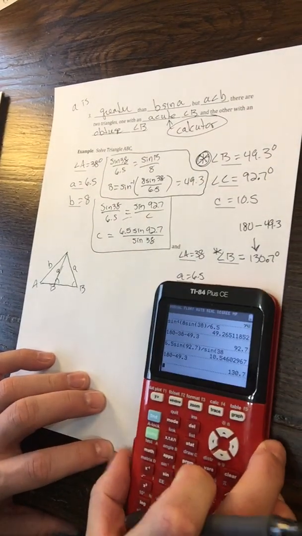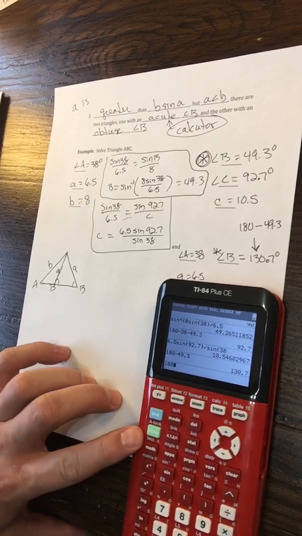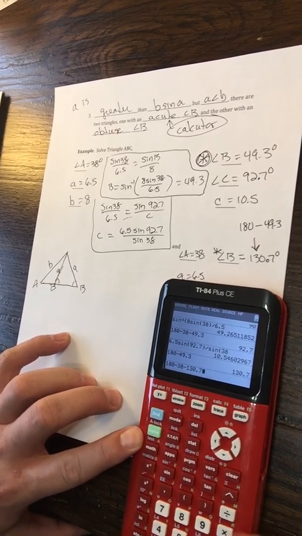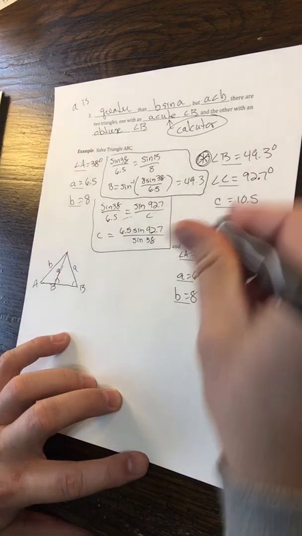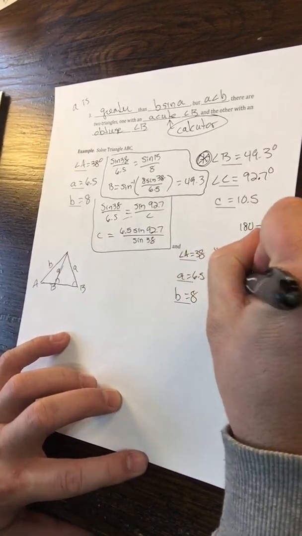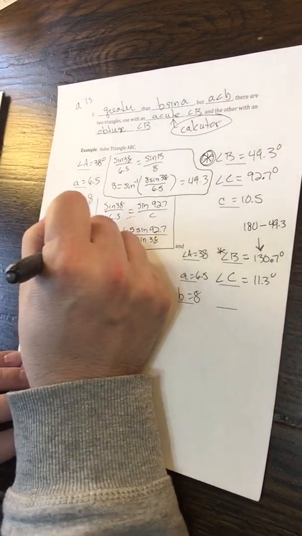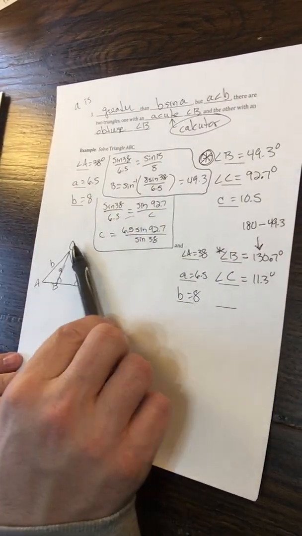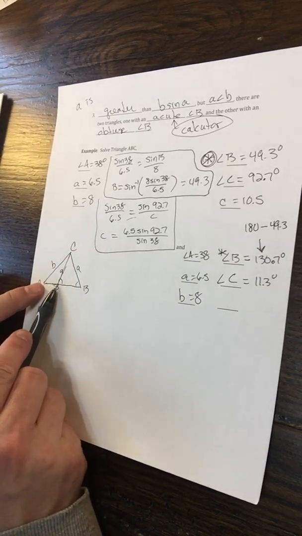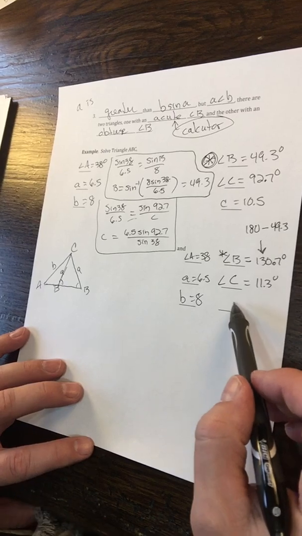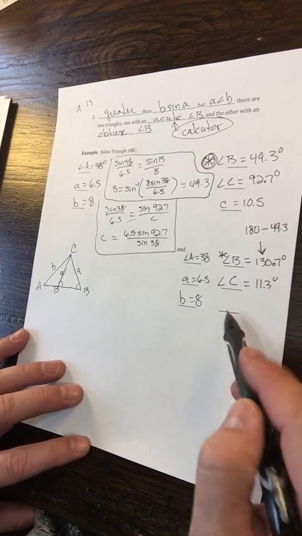So I just go find my new angle C. 180 minus 38 minus 130.7 ends up being 11.3. Angle C is a tiny little baby 11.3 degrees. And it should make sense because angle C is up here at the top. When this thing comes in here to make angle B an obtuse angle, look how small that little angle gets up there.